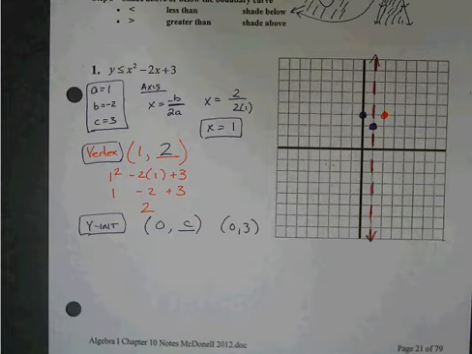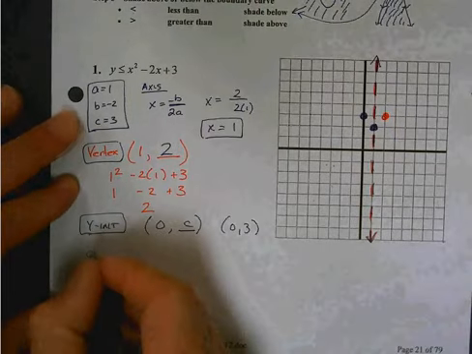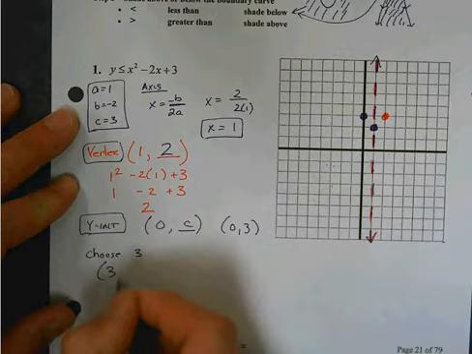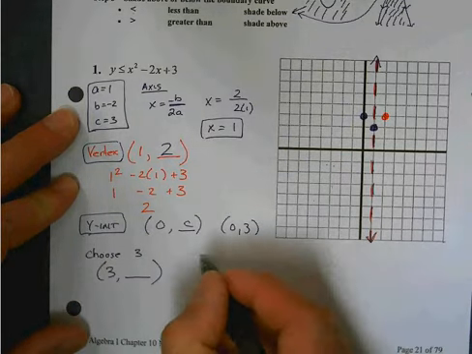You need to choose. Why can't we choose 1? Because it's on that line. It's already used. Why can't we use 2? Because it's already used, so I'm going to choose 3. So everyone plug in x equals 3. So we choose 3. 3 comma blank.